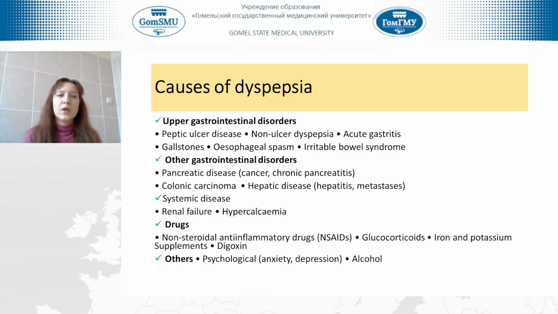Causes of dyspepsia. It can be upper gastrointestinal disorders: peptic ulcer disease, non-ulcer dyspepsia, acute gastritis, gallstones, esophageal spasm, irritable bowel syndrome. Other gastrointestinal disorders: peptic diseases, cancer, chronic pancreatitis, colonic carcinoma. Hepatic disease: hepatitis, metastasis. Systemic disease: renal failure, hypercalcemia. Drugs: NSAIDs, glucocorticosteroids, iron and potassium supplements, digoxin, others. Psychological: anxiety, depression, alcohol.